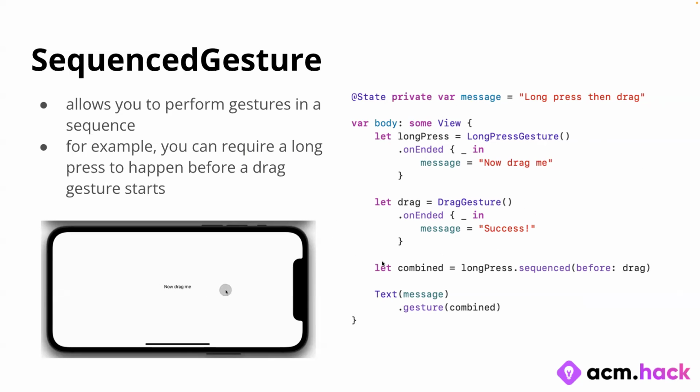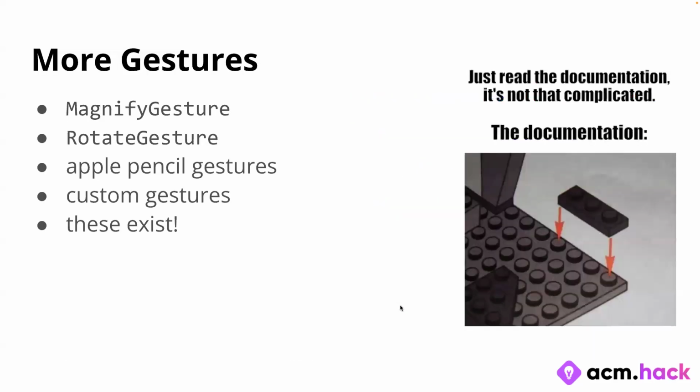And then they have a drag gesture here, and on ended, it'll say success. They combine it with the long press, and you'll notice they're using .sequenced here. That's what allows you to perform gestures in a sequence, and you want the long press to happen before the drag. So you have the long press before the drag, then the text message, and we combine the gestures. Over here, you can see they start with long press and drag, they drag it, and it says success. Yeah, that's how you can do sequence gestures.